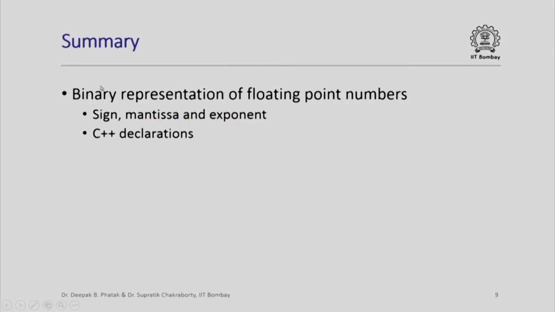So in summary, what we studied in this lecture are binary representation of floating point numbers, and these are the components of the representation. There is a sign bit, there are certain number of bits for mantissa which is stored in a normalized form, and there are certain number of bits for the exponent, which could again be a positive or a negative integer, and we have seen how to declare floating point variables in C++.